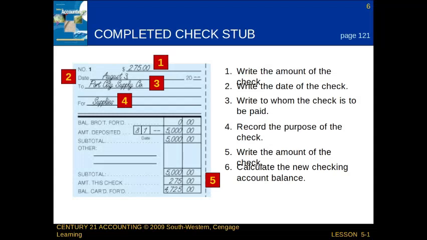Now, the subtotal was $5,000. Well, we wrote a check that was $275. So if we take the subtotal, which was $5,000, and subtract the amount of the check, which was $275, that will give us our new checking account balance, also known as the balance carried forward, of $4,725.